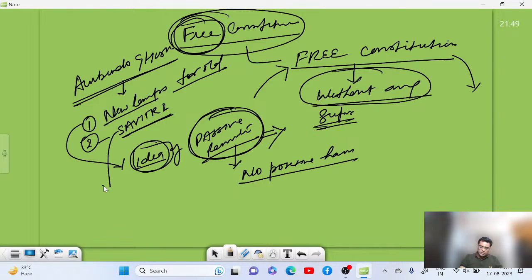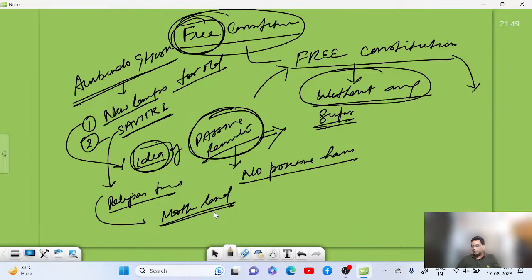In Savitri, he added a religious touch to nationalism. He said that we are not fighting for the land, this is the motherland, Matribhumi or Bharat Mata. So he added an emotional touch to nationalism. So Arvind Ghosh advocated free constitution in India. New Lamps for Old, Savitri: a religious touch to nationalism, motherland.